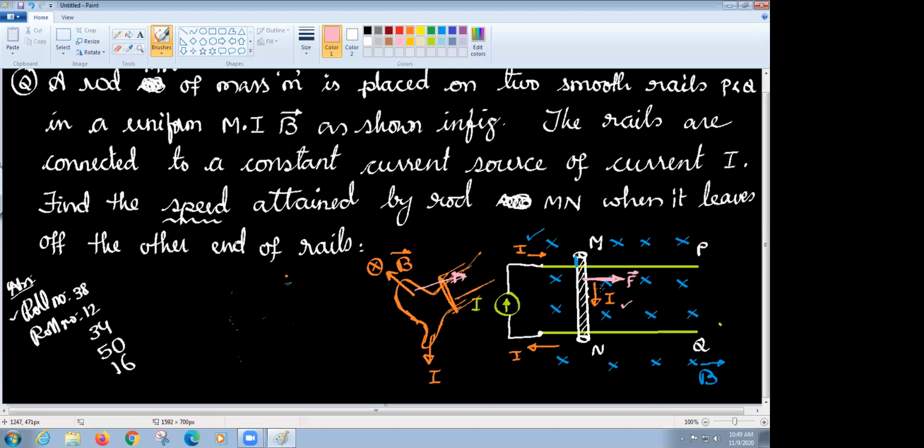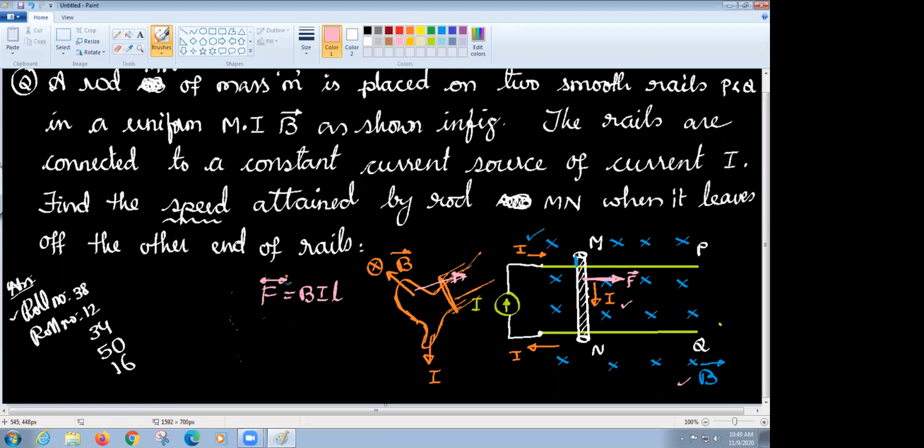And you could see that this rod MN is moving towards the right. Now with what force is it moving? Sir, magnetic. Yes, it's B, the magnetic induction. So I have a current-carrying rod with current I, and say the length of this rod is some L. If I take the length of the rod as L, now I have this force, BIL.